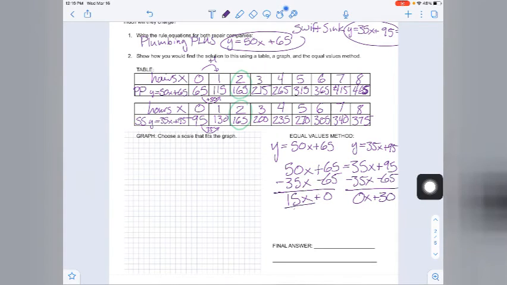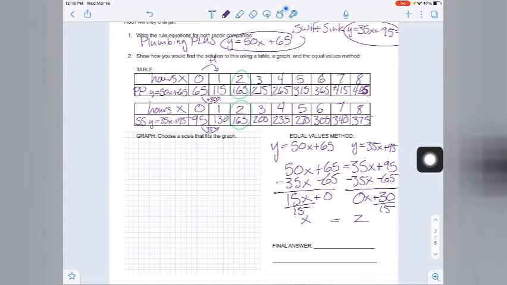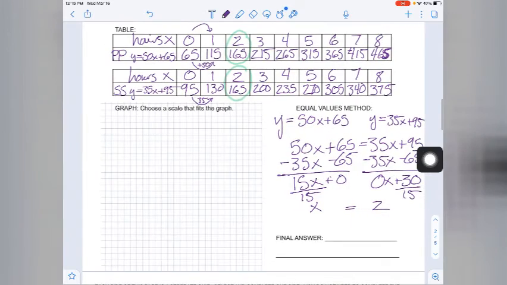It is being multiplied, so I'm going to divide by 15 and divide by 15, and I get x equals 2. So this shows me that x, which is my hours, the prices will be the same when I am at 2 hours. And so now I need to show what the price will be at 2 hours.